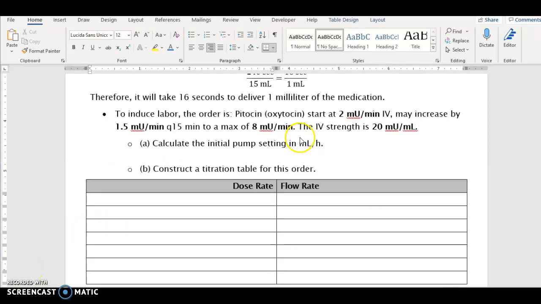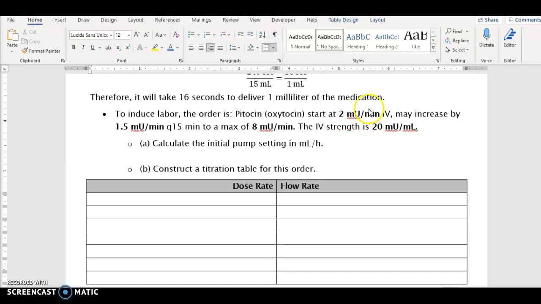So there's a lot going on in this problem, so let's try to break it down. Remember what I said earlier: there's an initial dose, an incremental dose, and then a maximum dose. The initial dose that the patient is receiving is 2 milliunits per minute, and the patient is receiving this medication through an IV.